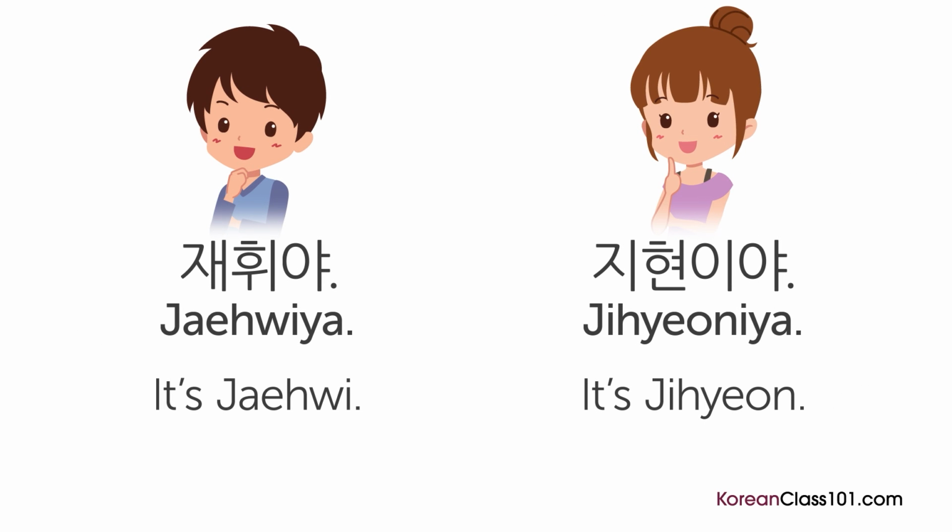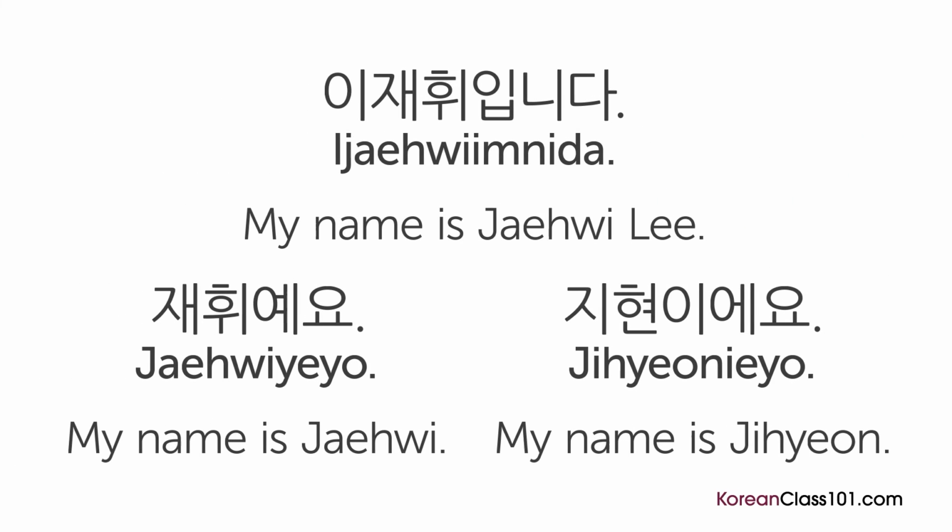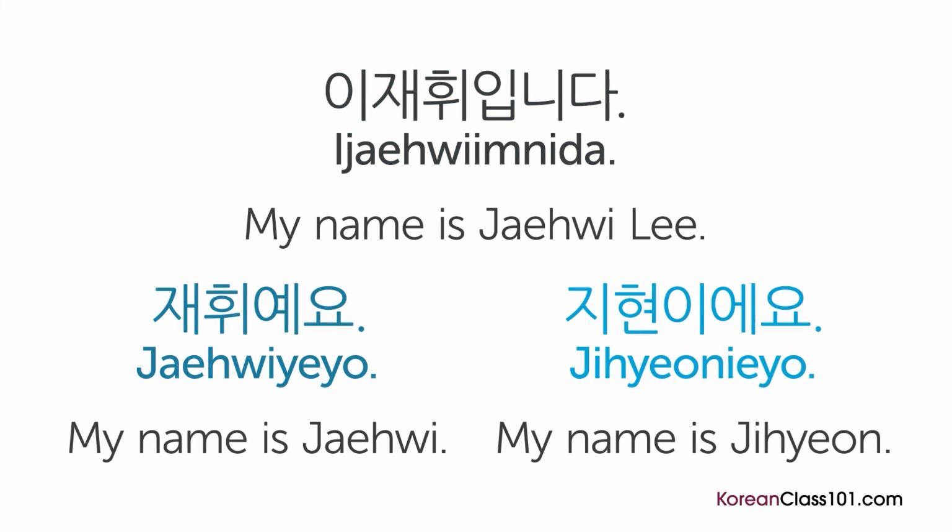The last version is really casual, so be careful when you use it. Again, the ending depends on whether your name ends in a vowel or consonant. With my name, Jaehui, I'll use the ya ending. Therefore, the whole phrase would sound like 제휘야. For the name I mentioned before, 지현, she would use the 이야 ending, so her introduction would sound like 지현이야. You can use this version only when you're absolutely sure that person is younger than you or the same age. However, once you're out of school, it's better to use the more polite forms.